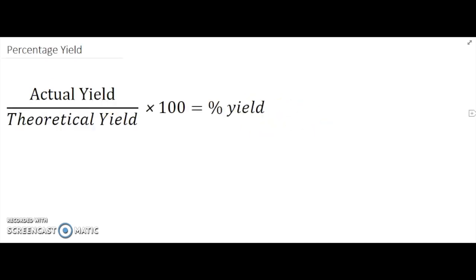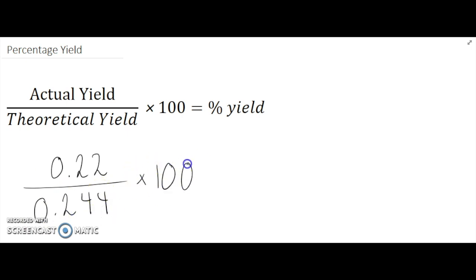We are going to calculate the percentage yield. First, we have our actual yield, which was 0.22, over our theoretical yield, which is 0.244. That is multiplied by 100. And then our percentage yield is 90.2%.